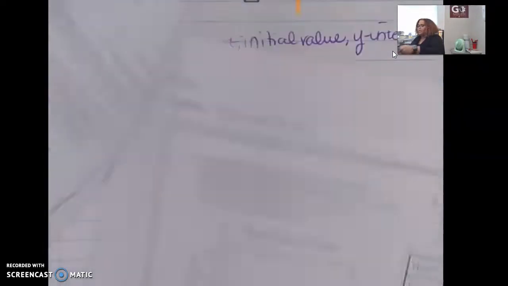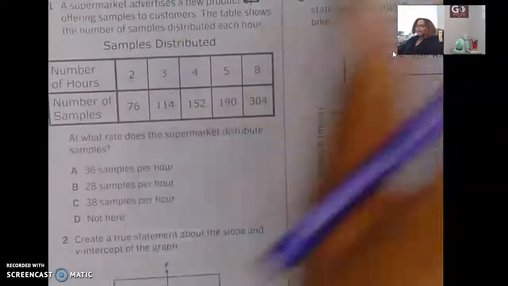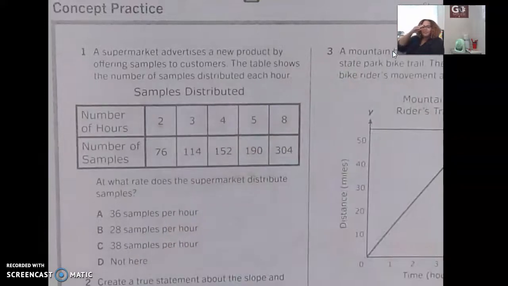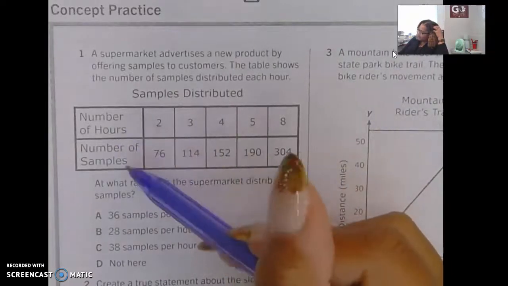All right, let's go to page 102. Number 1 says, a supermarket advertises a new product by offering samples to customers. The table shows the number of samples distributed each hour. So a supermarket has hours and samples.